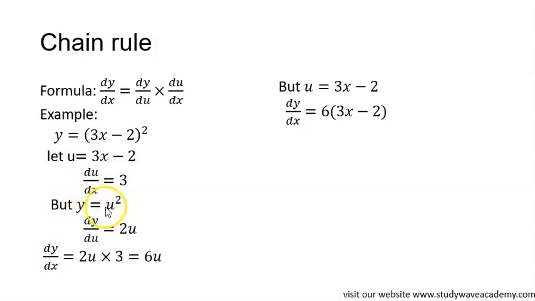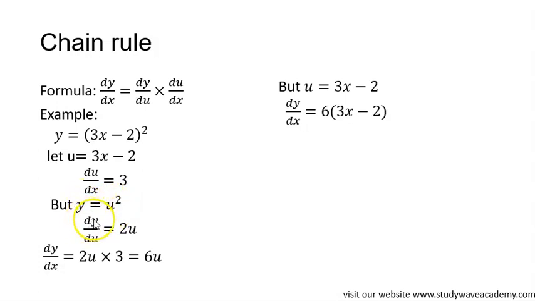But y is equal to u raised to power 2. Do you understand that? This is our y, right? Bracket 3x minus 2 raised to power 2. But now we said let u be this term inside the bracket, right? So u is this term. That's why we have u raised to power 2. So y is equal to u raised to power 2. u is this, and this is what is inside u. So we're using u to replace this, okay? Do you understand? So u is raised to power 2. So how do we differentiate y with respect to u?